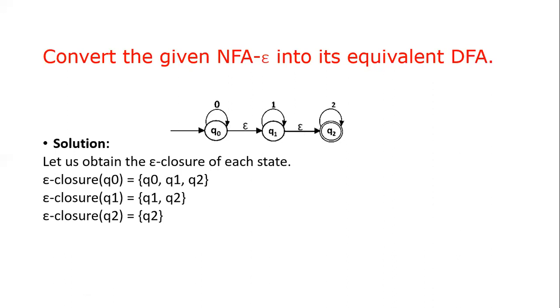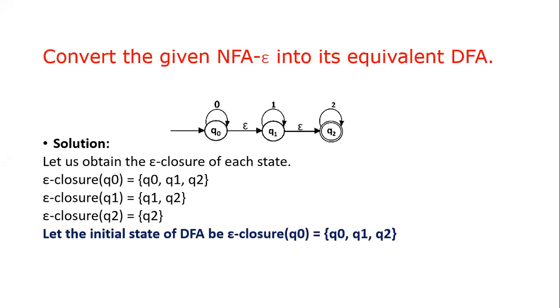What is the next step? Finding the initial state. Yes, finding the initial state. Okay, here in this procedure, how can we calculate the initial state? The initial state is Q0, so it will be Q0, Q1, Q2. Yes, very good. So here in this input diagram, the initial state is Q0. For that, we have to calculate the epsilon closure and make those states the initial state of the DFA.